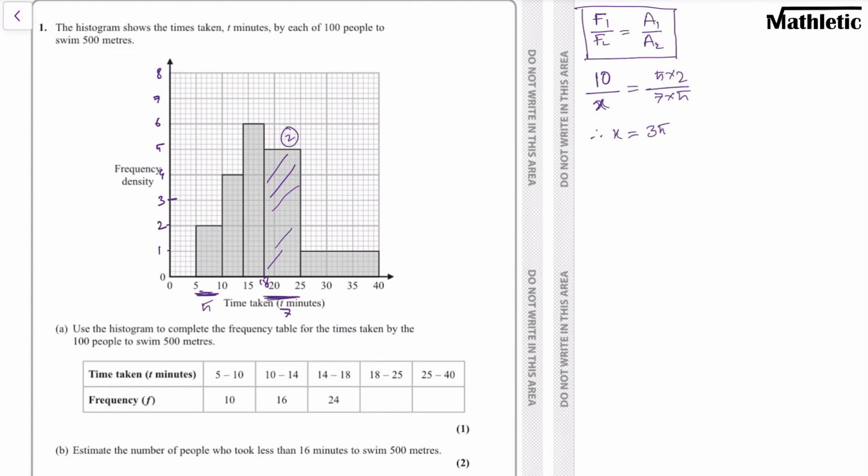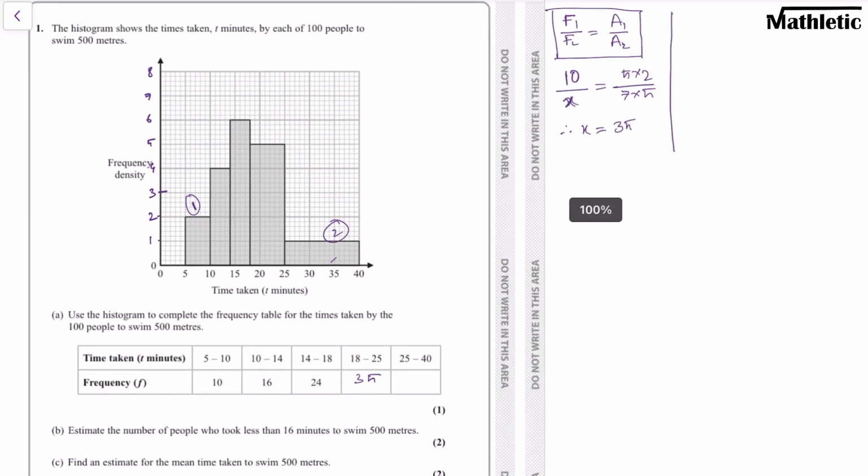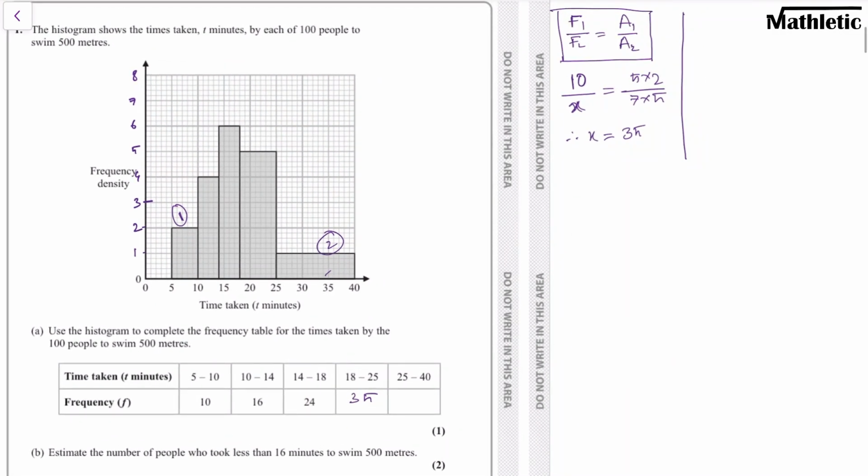So we will repeat the same process. Now I know the frequency of this bar, so I need to find the frequency of this last bar. I will take help from the first one. This is my first bar, this is my second bar, and I will be using the same formula. This time F1 by F2 equals A1 by A2. The frequency of the first bar is 10. The frequency of the second bar is unknown. Let's assume it to be Y.